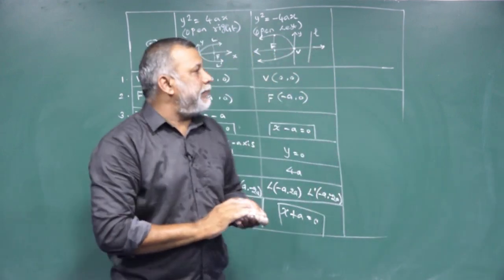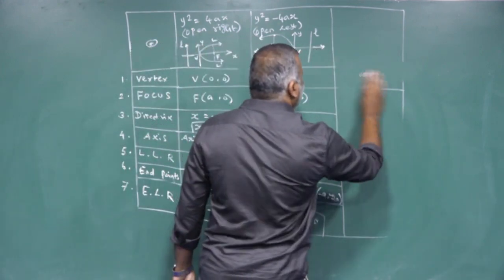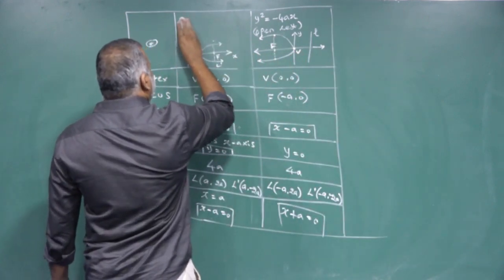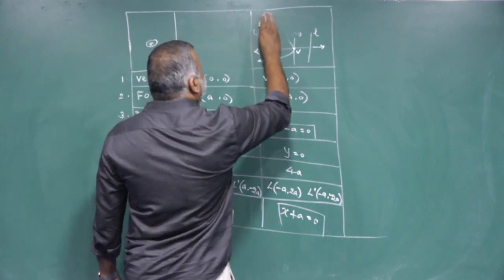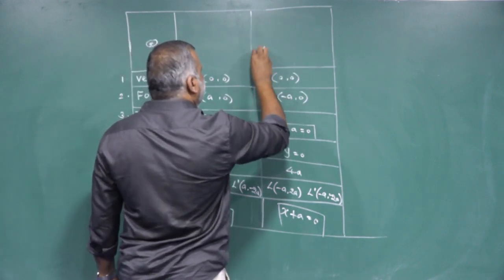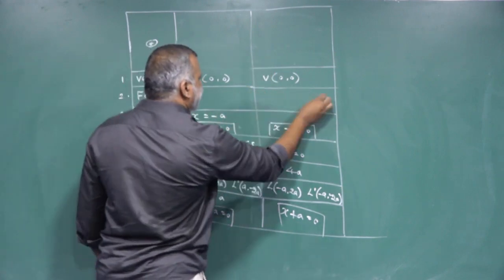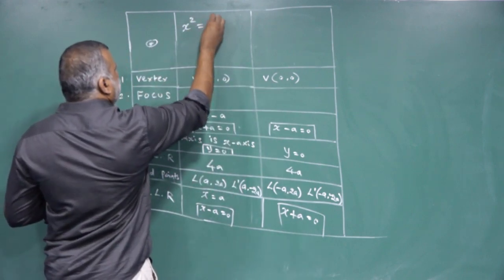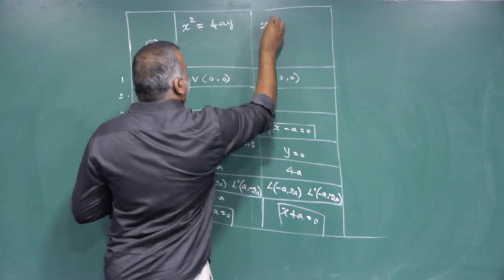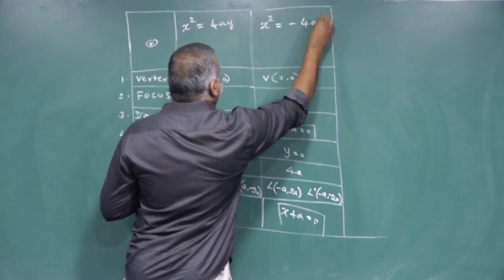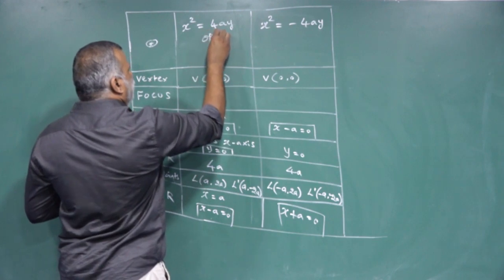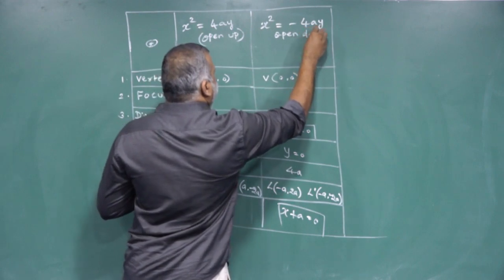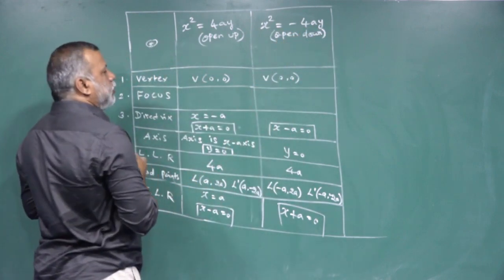All 7 results we compared. In the same way, we are going to work out type number 3 and 4, with the same concept. You are able to memorize all these things in a very simple way. See here, type number 3 is x squared equal to 4ay. Type number 4 is x squared equal to minus 4ay. This is called open up. This is called open down. Up and down: open up, open down.